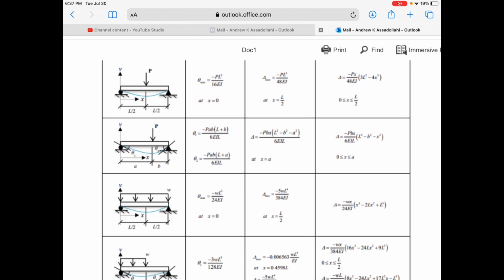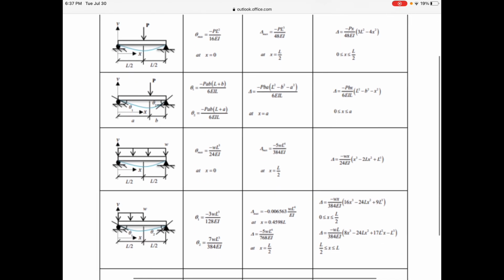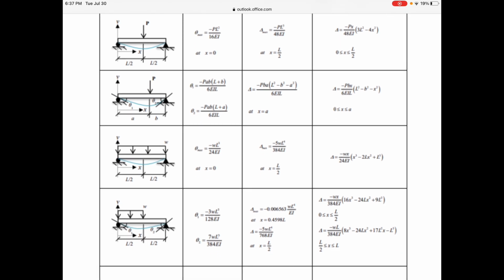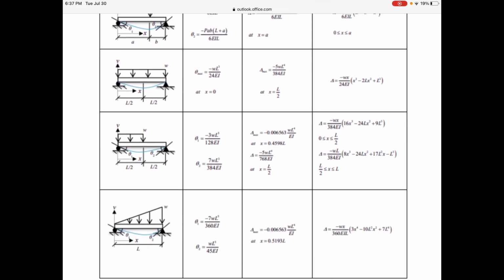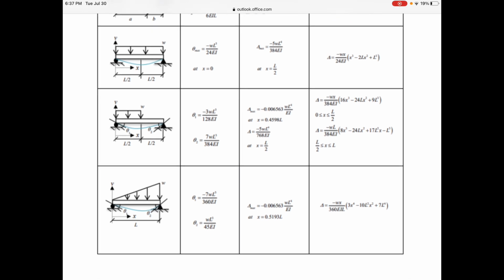The second case shows us a point load not in the middle of the beam. The third case shows us a uniformly distributed load over the entire length of the beam. The fourth case shows us a uniformly distributed load over half of the span of that simple beam. And then the last case gives us a linearly increasing load on that simple beam.